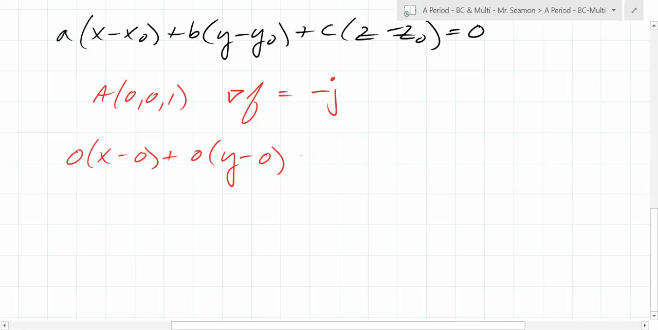0. No. Oh, that is the one. That is the actual only value we have, right? What is that? That's negative 1. Sorry. Yep. Plus what? 0. Times z minus 1, right? Equals 0. So what are you left with? Negative y equals 0.